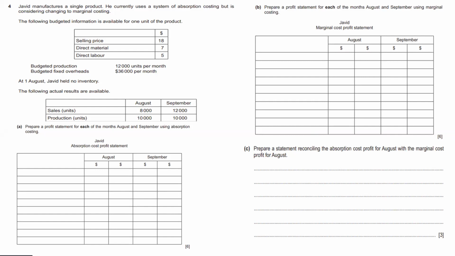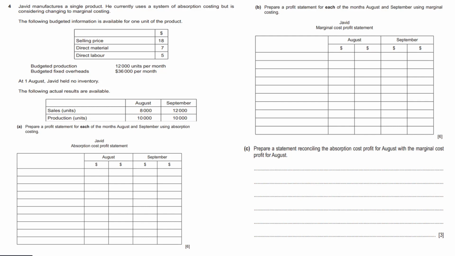Javid manufactures a single product. He currently uses a system of absorption costing. Stop. Can you tell me what is a system of absorption costing? Absorption costing is basically, I don't know the meaning of it, but I know the meaning of marginal. What is marginal costing? It's basically like marginal basically means variable cost.